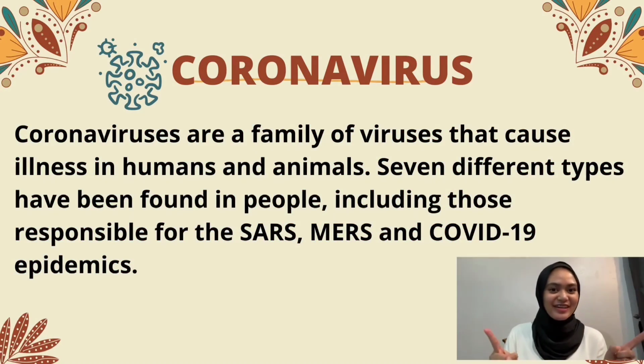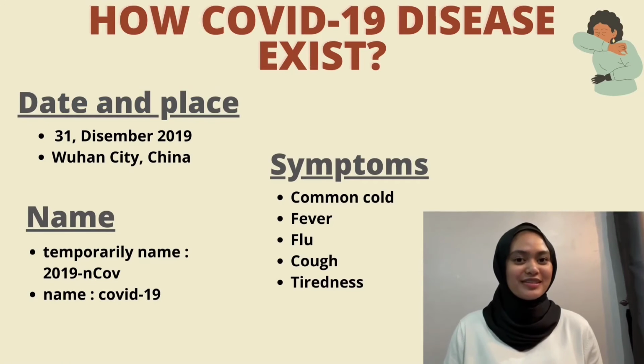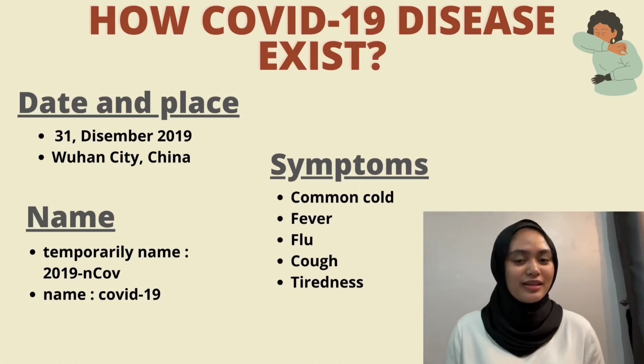Coronaviruses are a family of viruses that cause illness in humans and animals. Seven different types have been found in people, including those responsible for SARS, MERS and COVID-19. On 31st December 2019, WHO was informed of a case of pneumonia of unknown cause in Wuhan City, China. A novel coronavirus was identified as the cause by Chinese authorities on 7 January 2020 and was temporarily named 2019-nCoV.